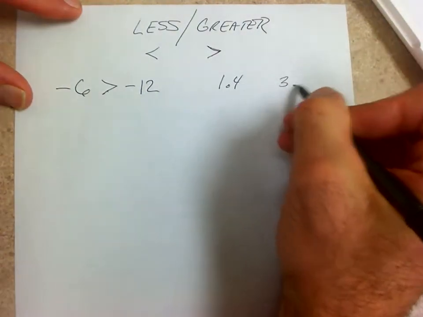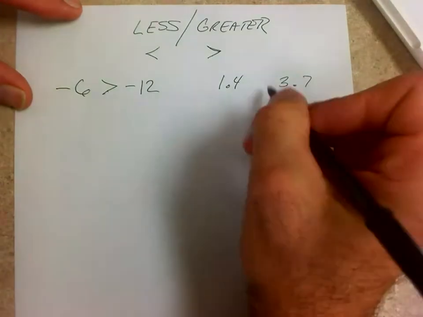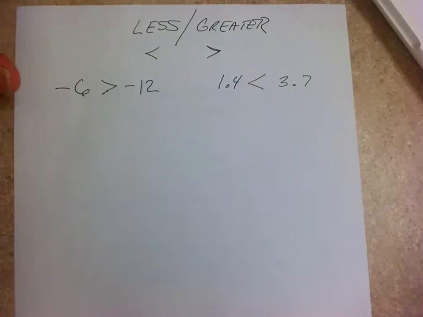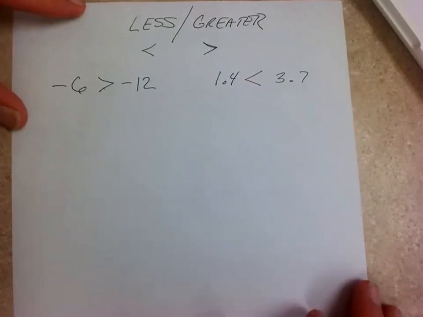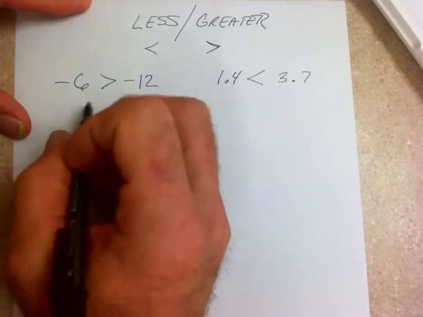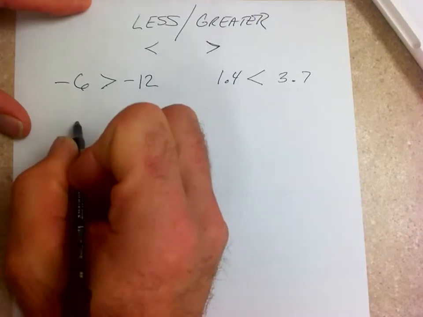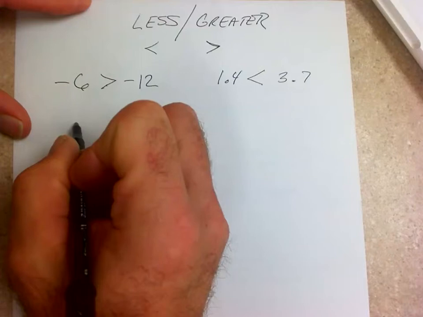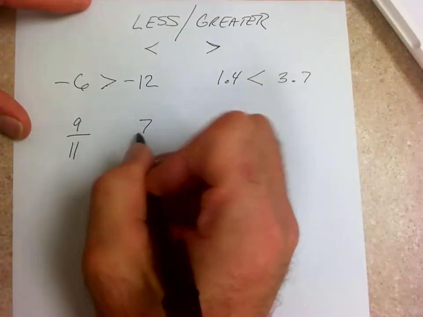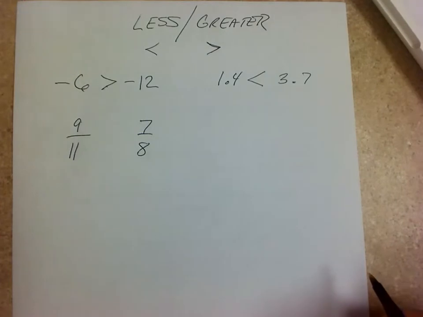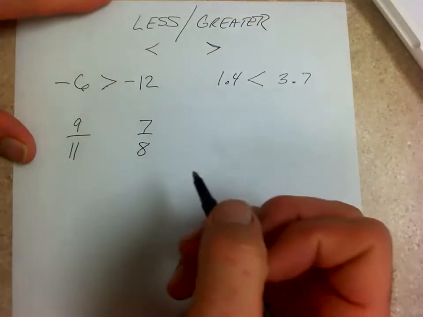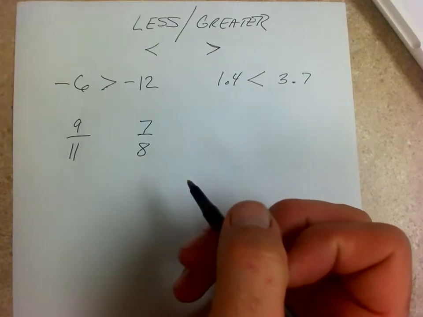1.4 and 3.7, most of us are pretty good. Those kinds of things are pretty straightforward. The challenge is when numbers are given to us in their fraction forms. For example, if we're given 9/11 compared to 7/8, and asked to determine which is bigger, how do we handle these kinds of things?